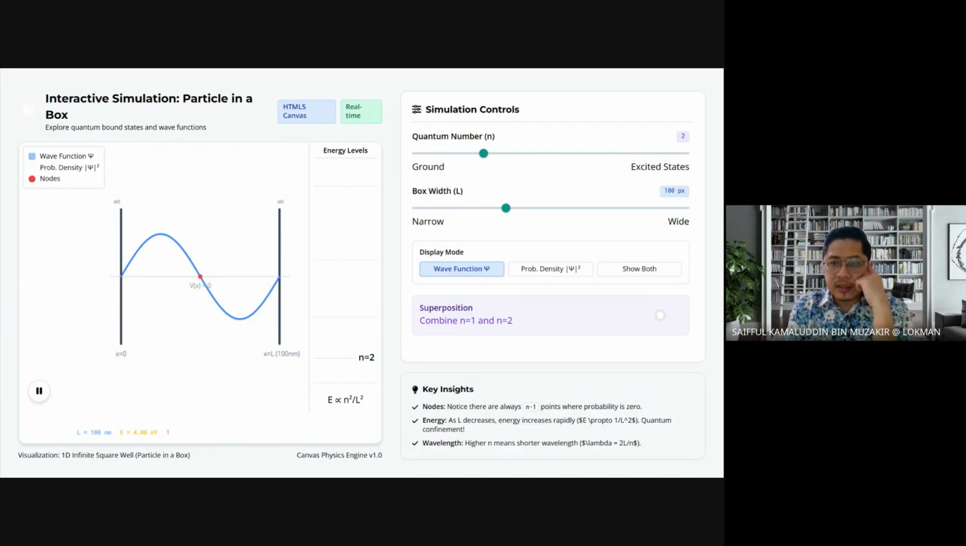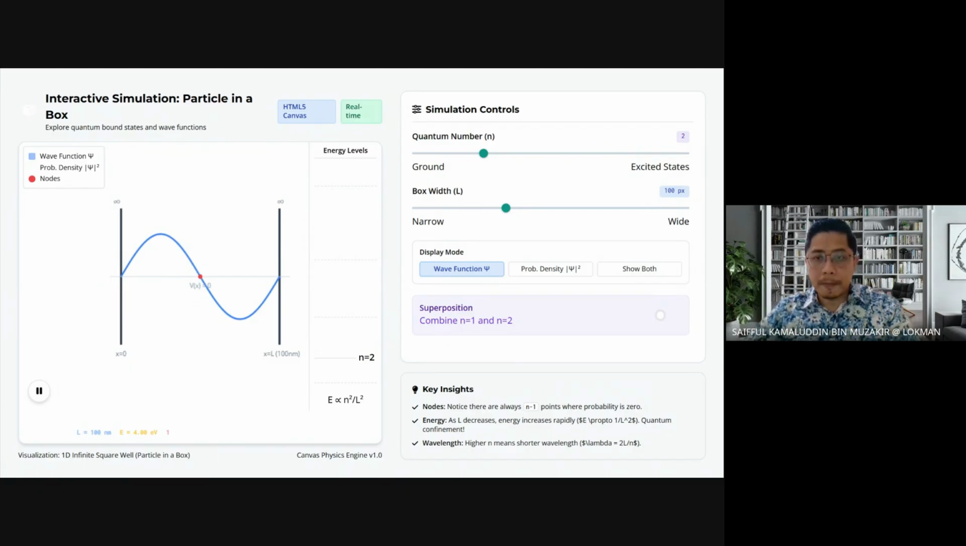So the particle will never be found at the exact center of the box. There will be no electron found at the center of the box if N equals to 2. Now look at the energy diagram. E2 is 4 times E1.